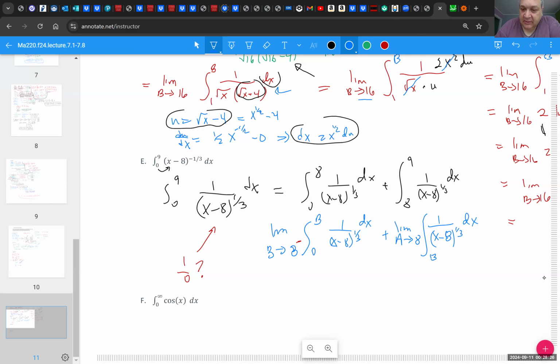So this is 8 to a, like that. Okay, so that's my interval. It goes from 0 to b, where b is getting closer and closer to 8, and then it goes from a to 9, like that.